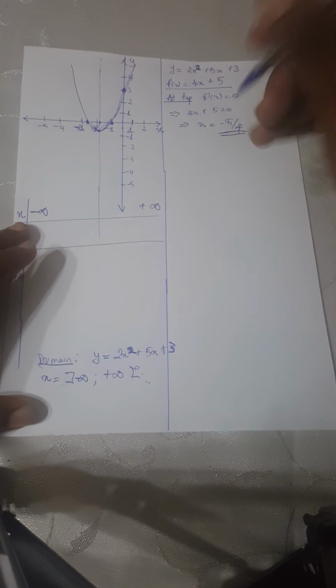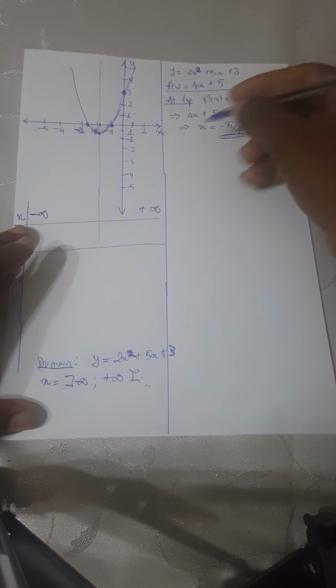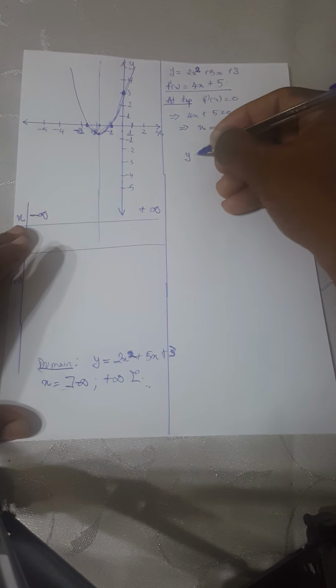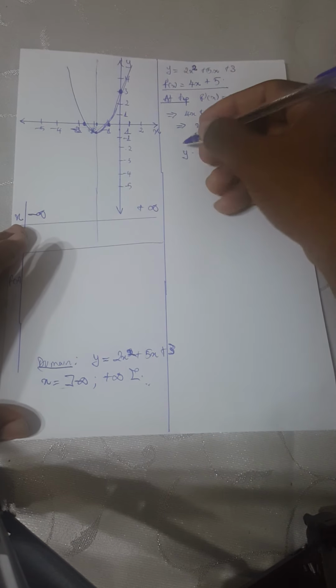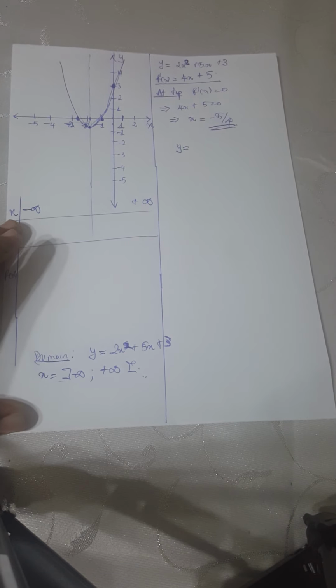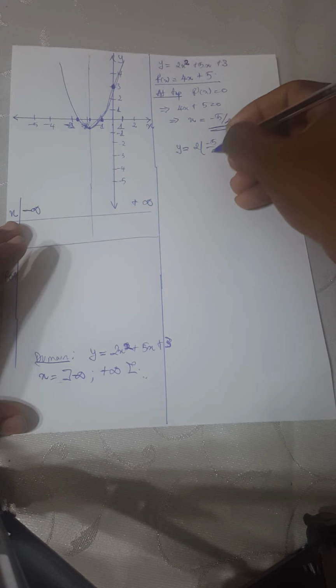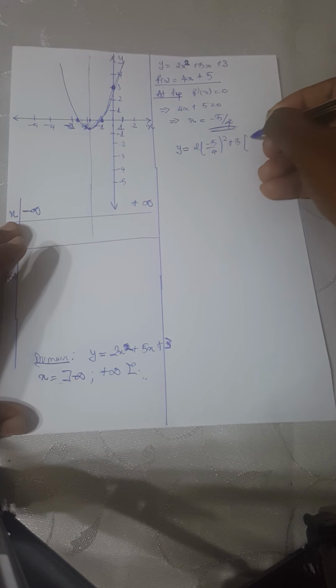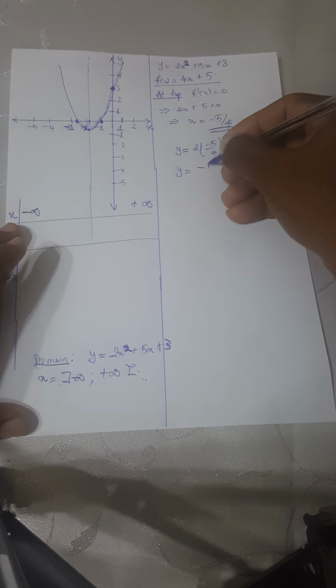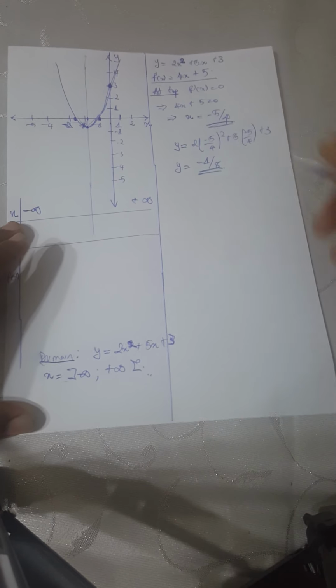Now, if we continue, we have again y. If we substitute in this equation, we are going to have the same value we initially had there. So, negative 5 over 4 squared plus 5 into negative 5 over 4 plus 3. All this is going to boil down to negative 1 over 8.